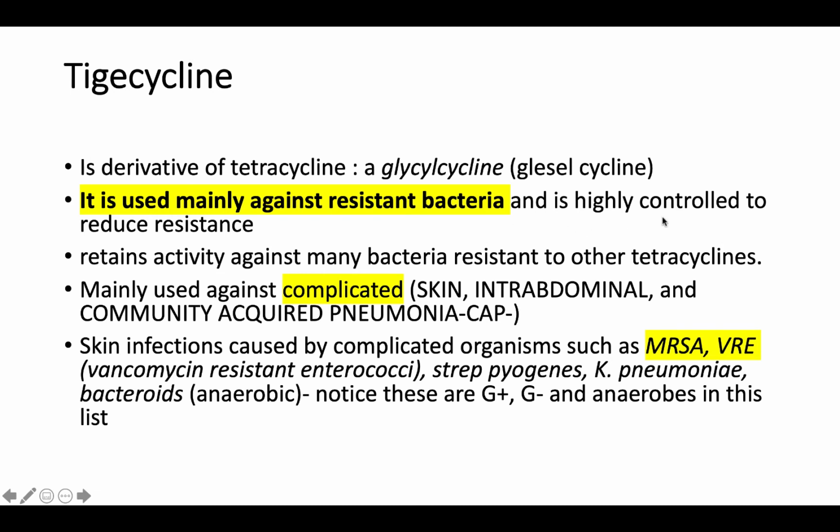احنا بنخبيه كتير، ما بنطلعه الا للحاجه, and has a lot of activity against other bacteria resistant to tetracyclines. فما بنستخدمه في complicated skin intra-abdominal community acquired pneumonia، فزي ما حكينا MRSA VRE and sometimes even anaerobes. So tigecycline يعني فكروا فيه ان السوبر tetracycline هذا بنخبيه، هم glycylcycline هذا بنخبيه للاشياء resistant.